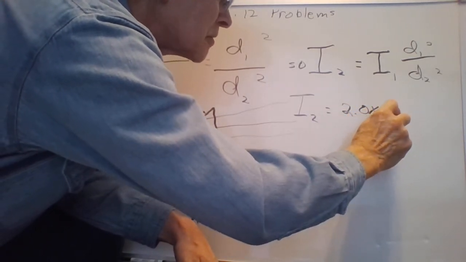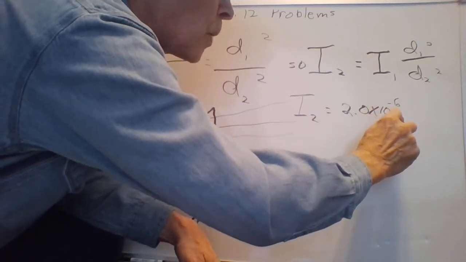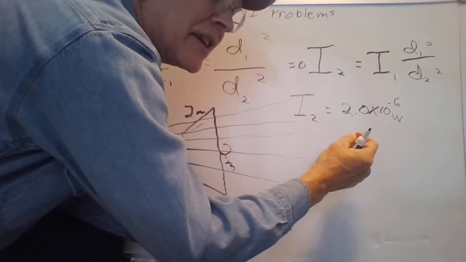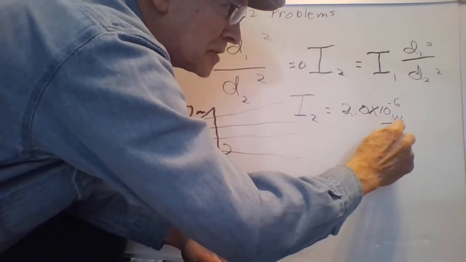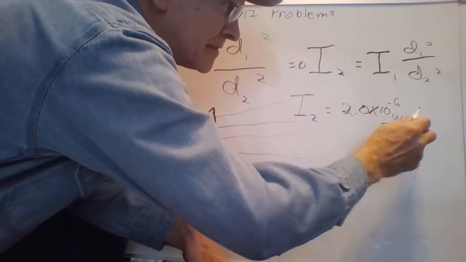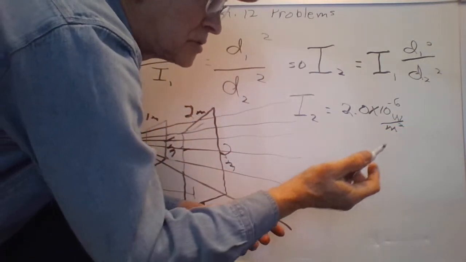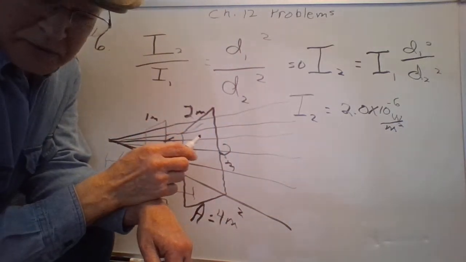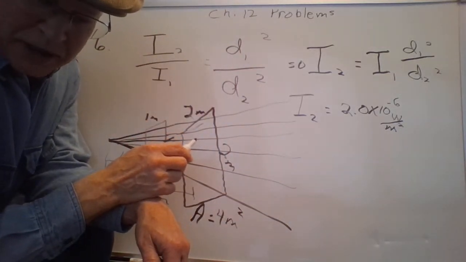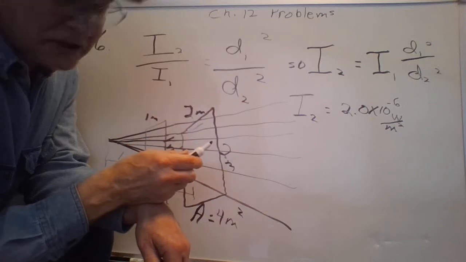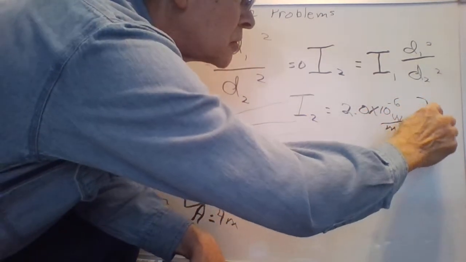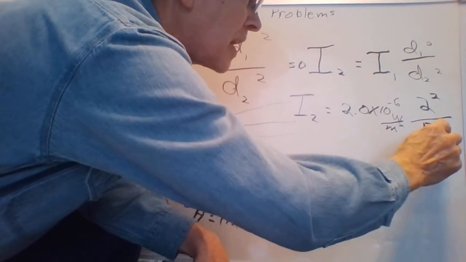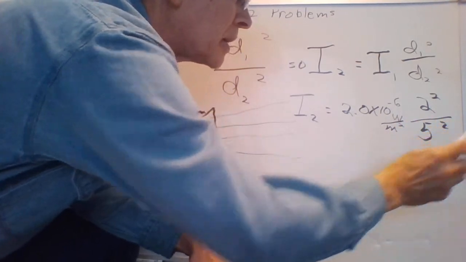Little tiny amounts of energy we can hear. Watts. That's 2 millionths of a watt spread out over a square meter. Not only can we hear that, but it's actually pretty loud. Our ears are very sensitive. Another marvel of God. So then our ratio is, our first distance is 2. That would be 2 meters squared divided by our new distance, 5 meters squared.